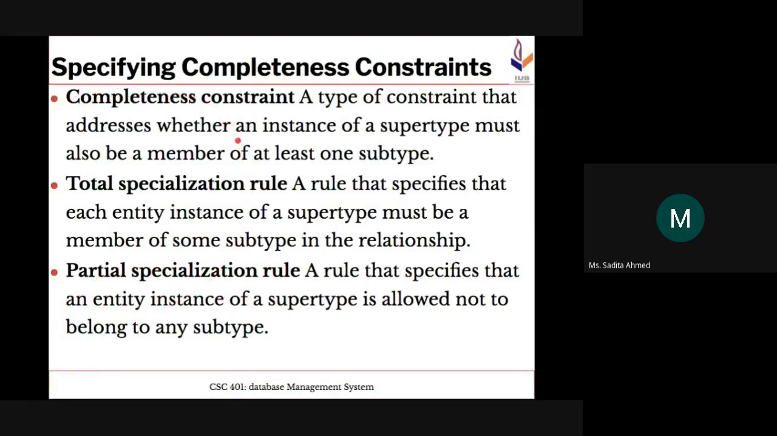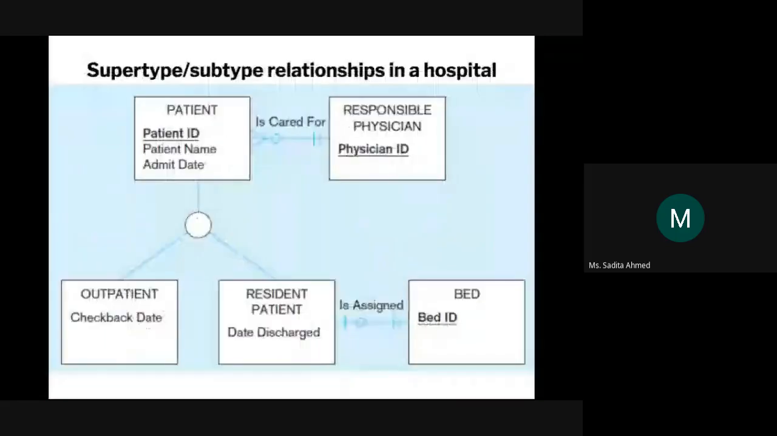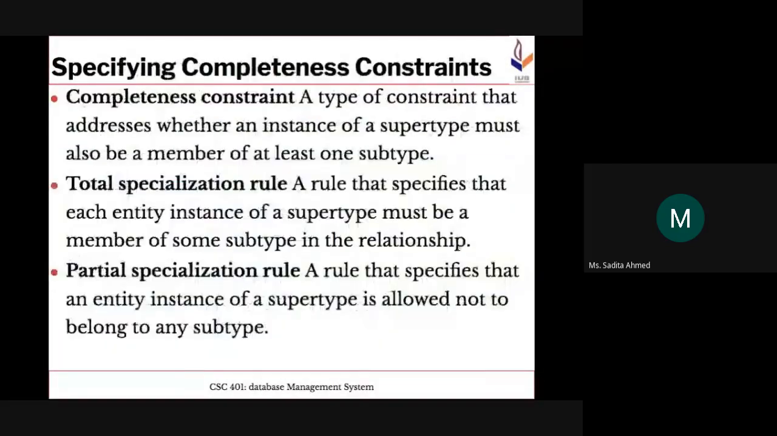Completeness constraint এটাই স্পেসিফাই করে যে আমার subtype supertype relationshipটা whether it's going to follow the total specialization rule or the partial specialization rule. Which one it's going to follow? One of these two it must follow. যেটা এখন পর্যন্ত আমরা ডিনোট করিনি actually. So far we haven't denoted anything like that, but one of these two must be followed.